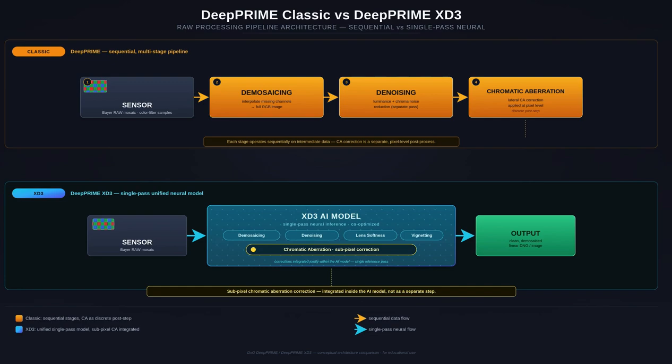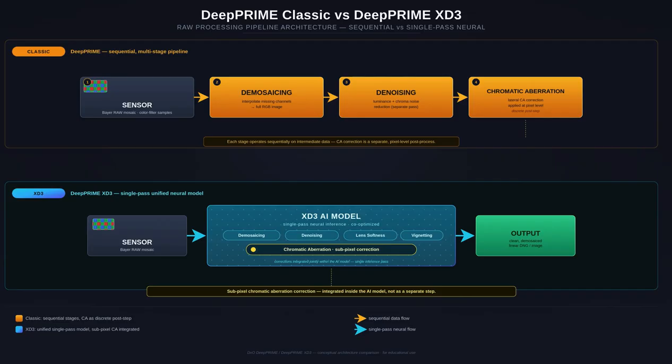So Section 1, what actually changed under the hood. Let's start with the architecture, because understanding this will make every decision later in the video make sense. Every raw file from a Bayer sensor camera arrives with 3 fundamental defects: a color mosaic, the Bayer pattern itself, sensor noise, and lateral chromatic aberration introduced by the lens. Previous DeepPRIME generations handled denoising and demosaicing jointly, but chromatic aberration correction was always a separate upstream step.